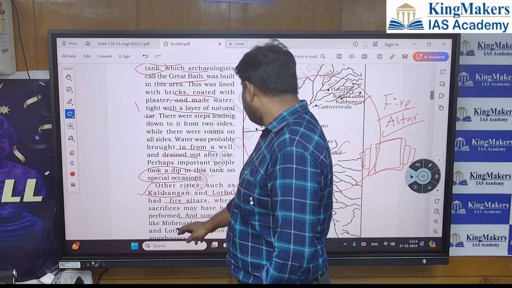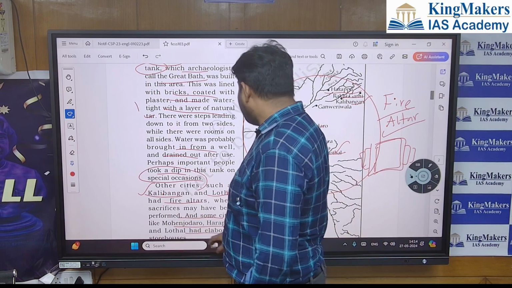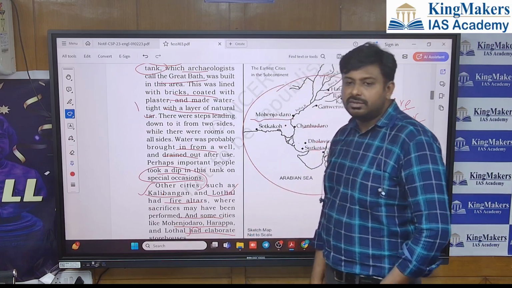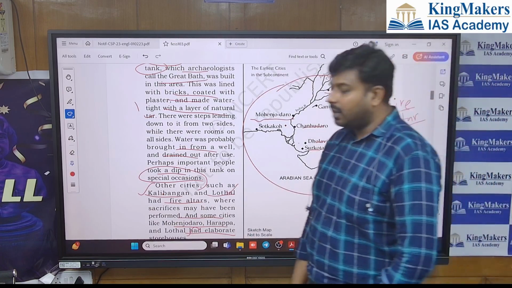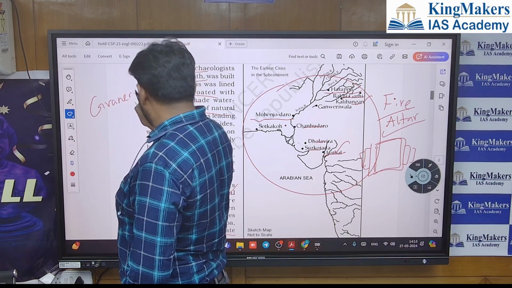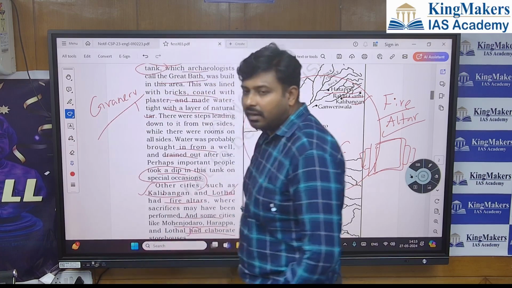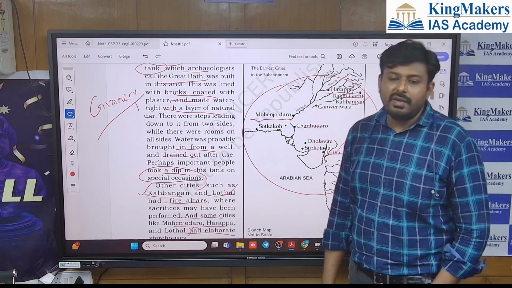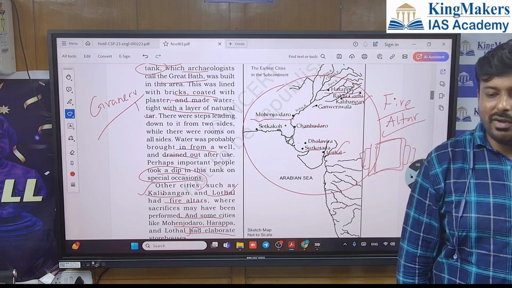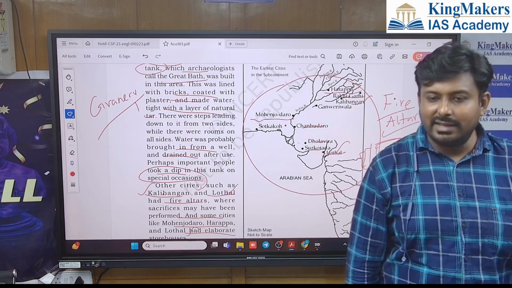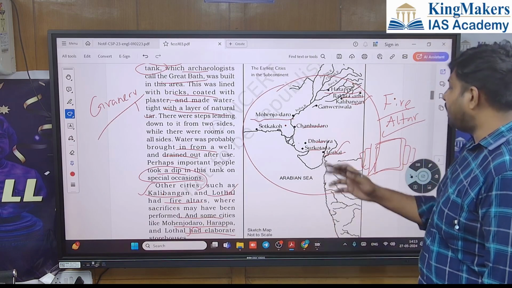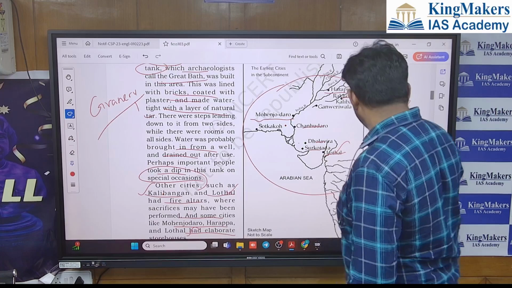And some cities like Mohenjo-daro, Harappa, and Lothal had elaborate storehouses. They also had storehouses. What are storehouses? It's called a granary. Both Harappa and Mohenjo-daro had a granary, but Mohenjo-daro had a very big granary. When you have an excess of food grains, what will you do? You will store that. In India today, who is doing that? Food Corporation of India, FCI. FCI stores the excess food grains and sends them to all the PDS shops, ration shops. So all the excess food grain is stored in a granary.